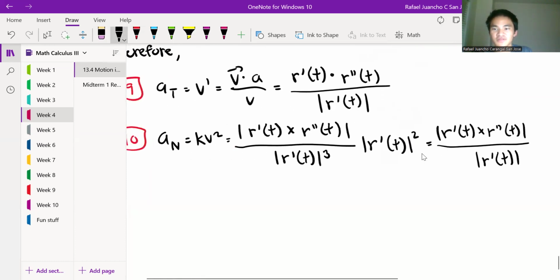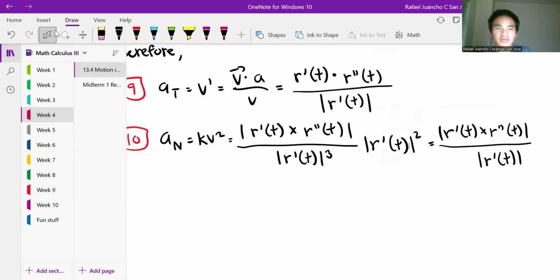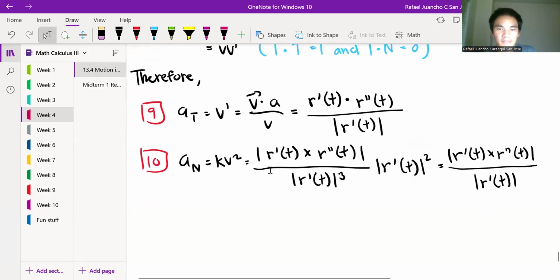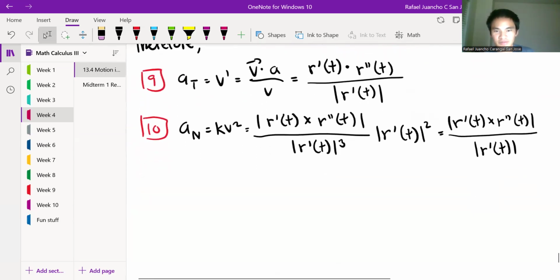And now I can make use of these formulas to find the normal and tangential component of any position vector I want. So I don't have to worry about the others. So let's quickly do that, yeah? Let's do an example here.